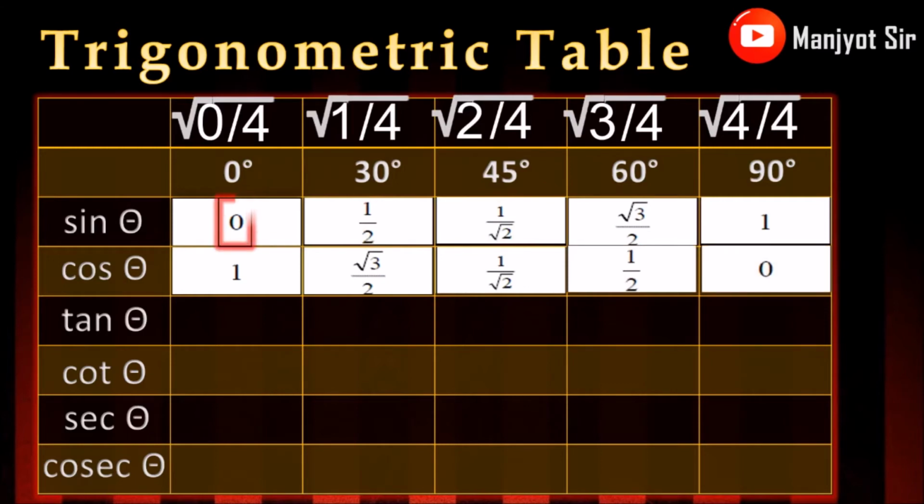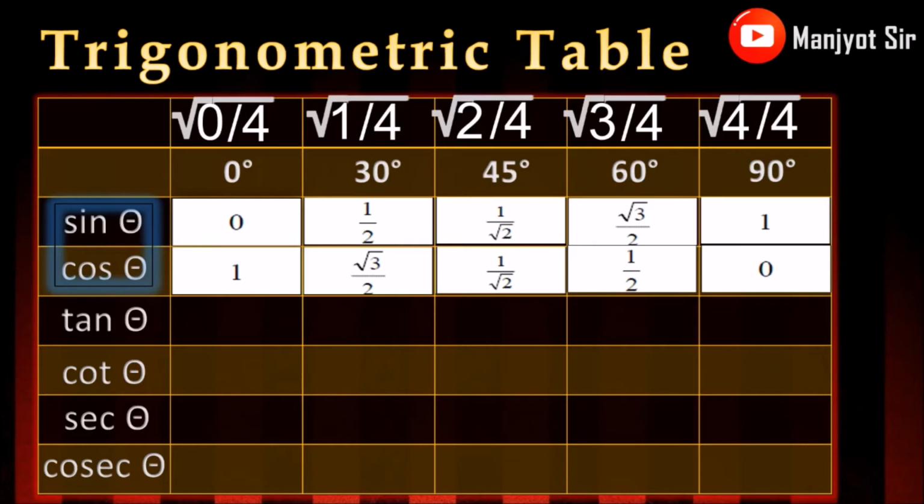So I hope everyone is clear with all 5 values of sine and cos. They were very simple, right? Let's move ahead. Now for tan, we all know that tan is equal to sine upon cos. So what we are going to do is we'll take all values of sine and we'll take all values of cos and we'll divide it one by one.